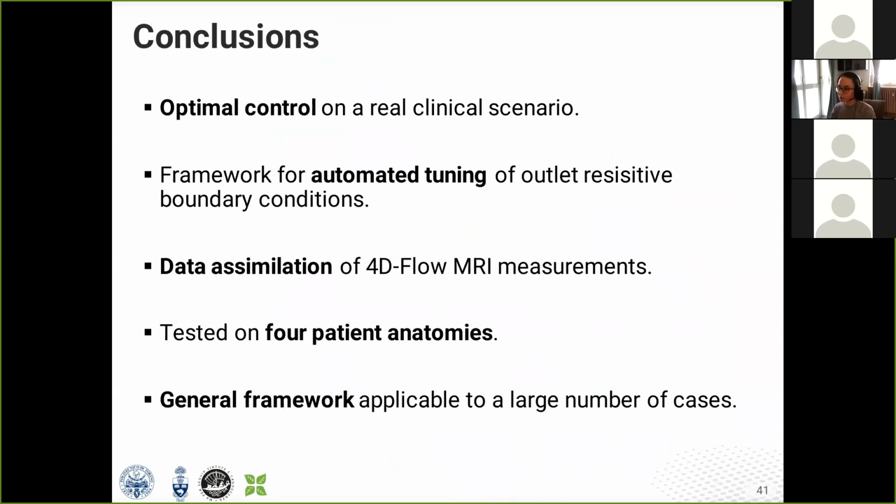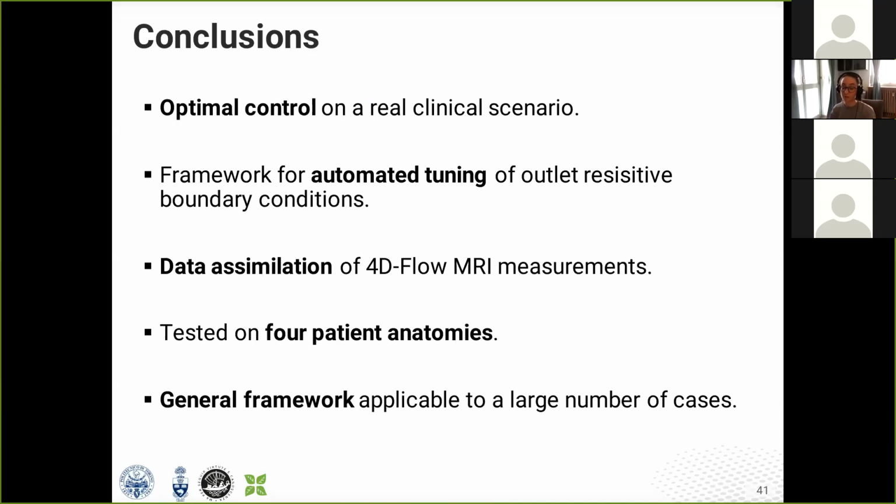So to conclude, I presented to you today an optimal control framework that is used for automatic tuning of outlet resistive boundary conditions. And this is a point of novelty because there is no optimal control right now that chooses lumped parameter network boundary conditions. And we're also assimilating data coming from the Flow MRI measurements. This is also new because up to now, optimal control was mainly done with synthetic data, so data created artificially, but they were not coming from a real clinical scenario.